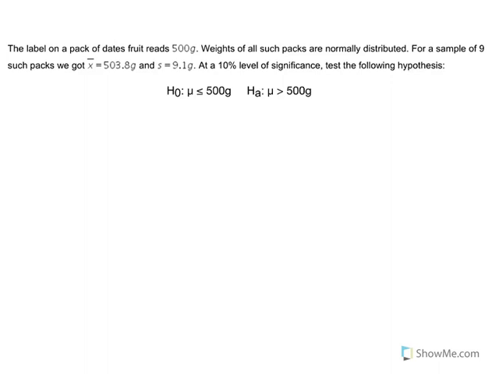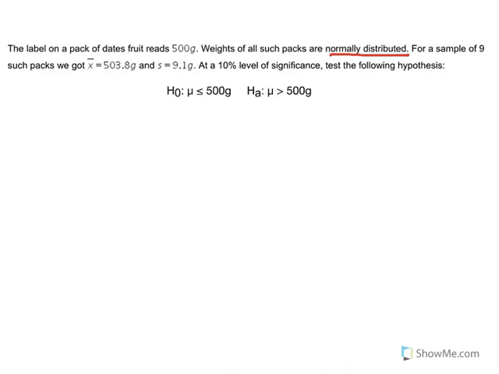Okay, this is another application question on hypothesis testing. And you can read it. The label on a pack of dates, fruit reads 500 grams. So they're saying that the weight is 500 grams on that pack. And then they tell you that weights of all such packs are normally distributed. This is good to know.